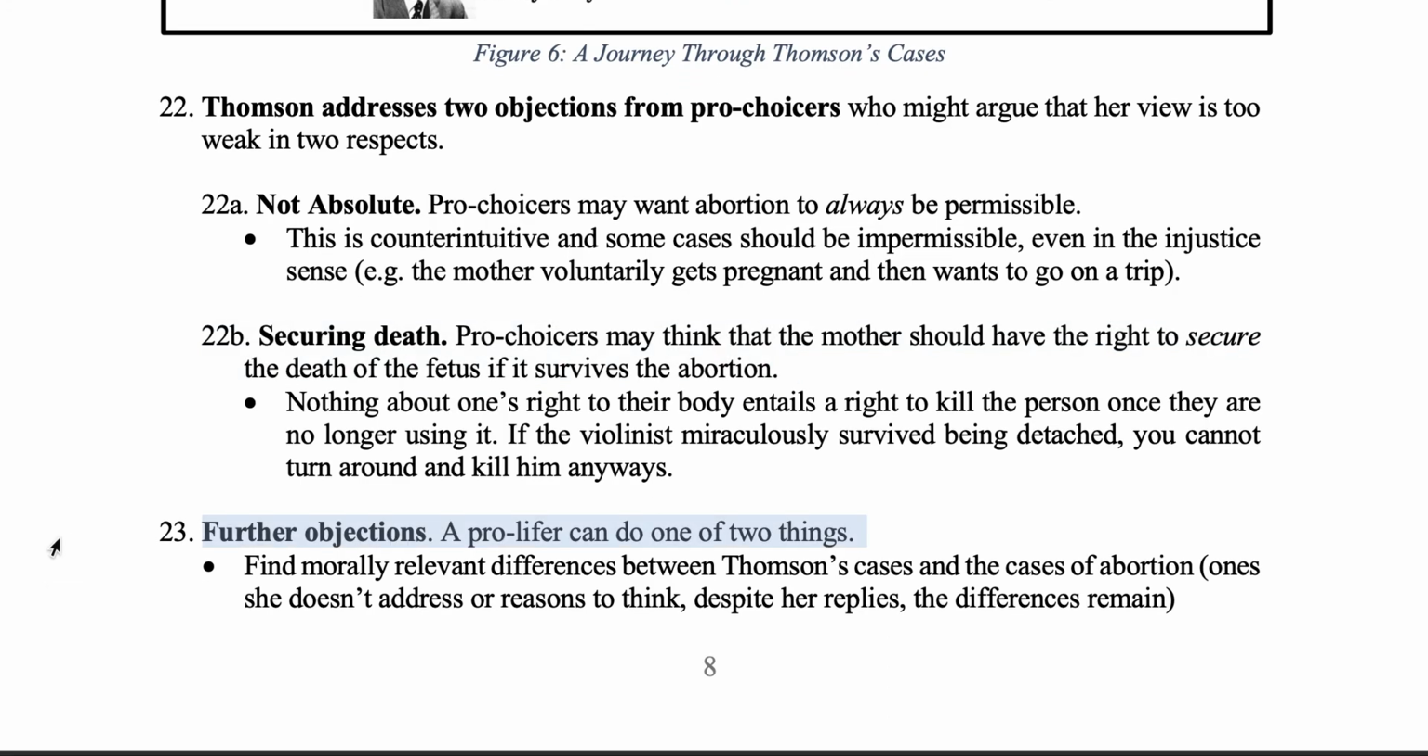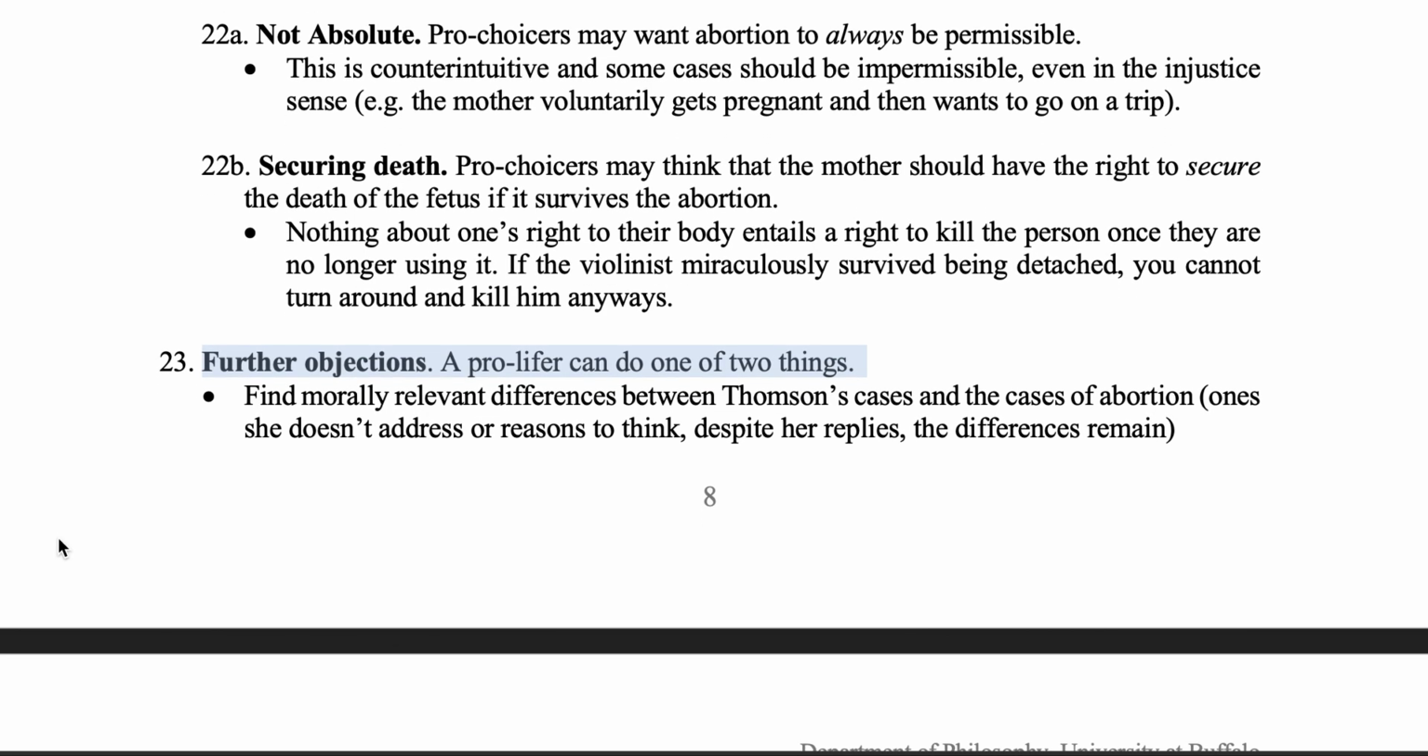All right, so now a pro-lifer has a couple choices, right? They can find a morally relevant difference between Thomson's cases and the cases of abortion. Either ones that she doesn't address because she thinks that she's addressed all the potential differences, which is probably not true, or you can say that despite her replies, some differences do remain.